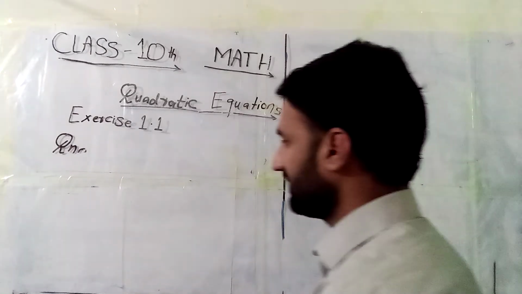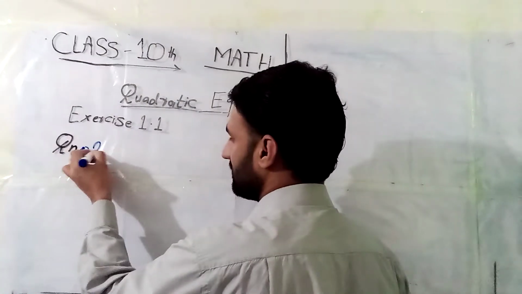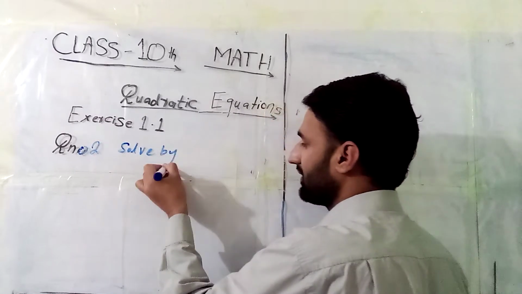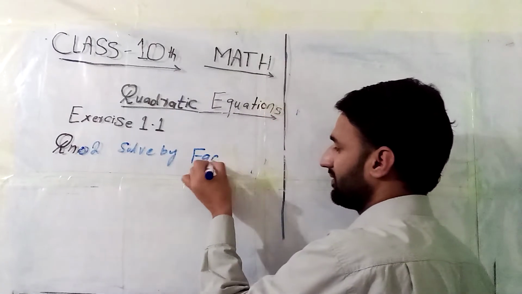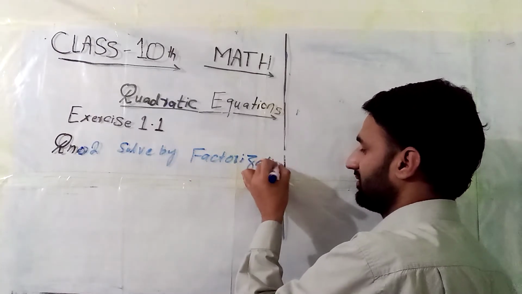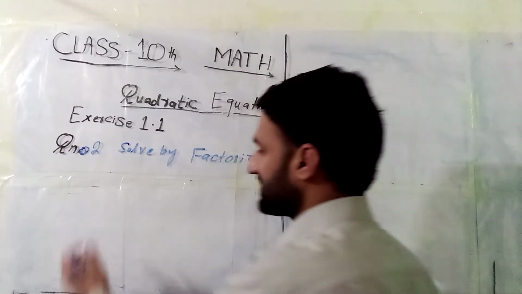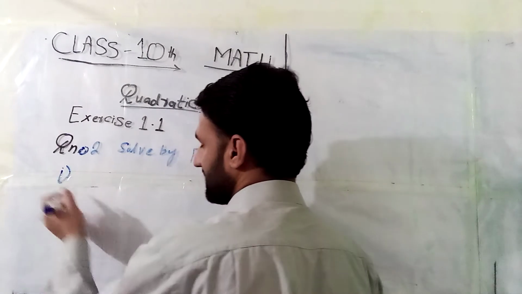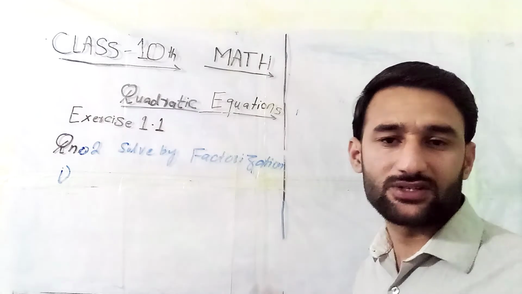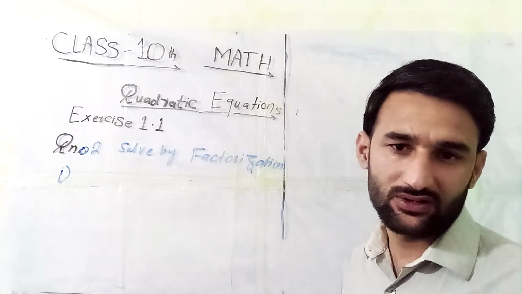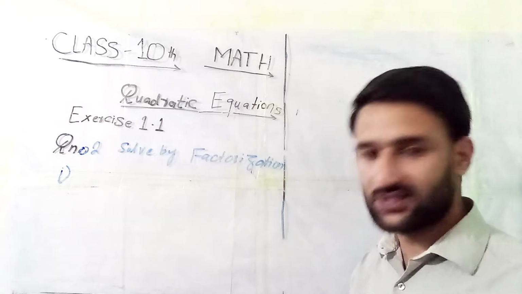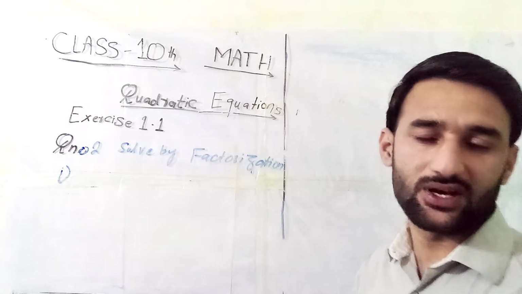The second one, question number 2, solve by factorization. The question 1 part first: last time in question 1 we discussed how you can find the solutions, how you can standardize the form. Last time we discussed, I'm going to recall the last lecture.